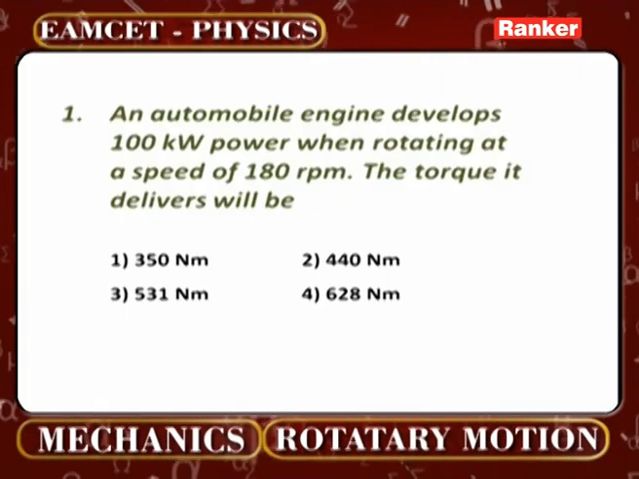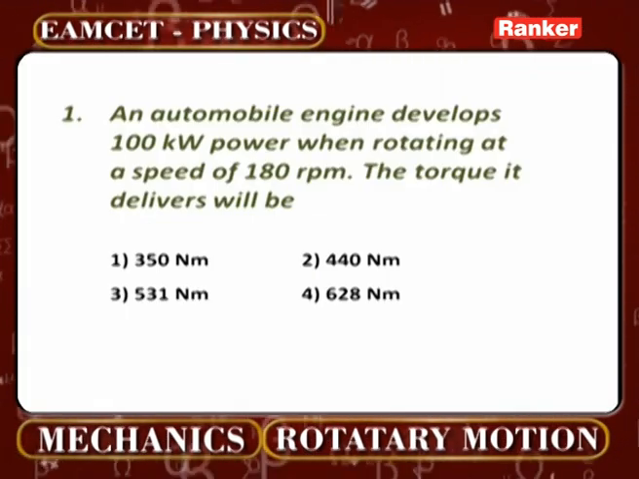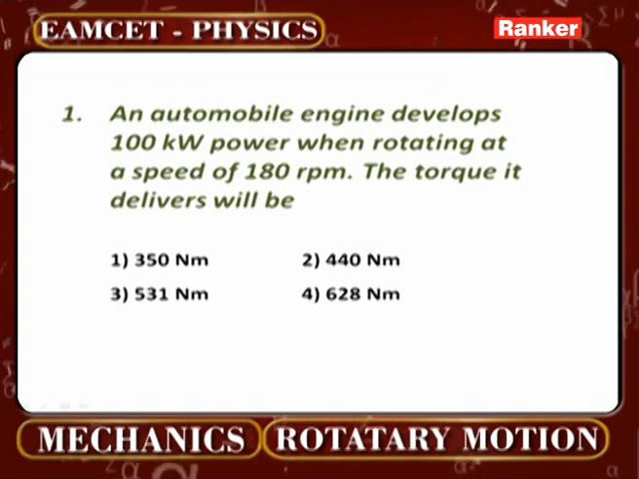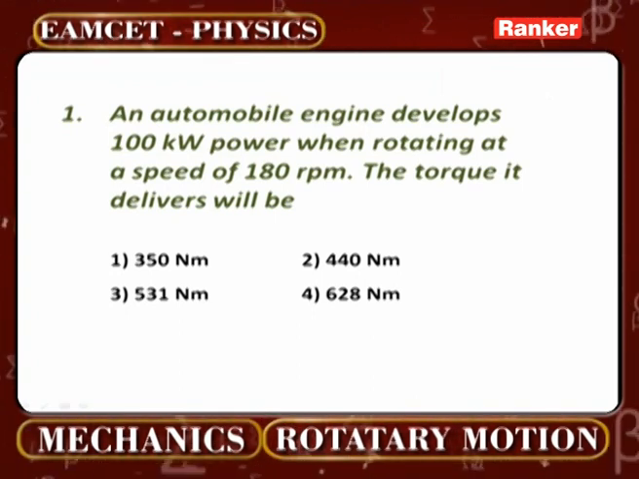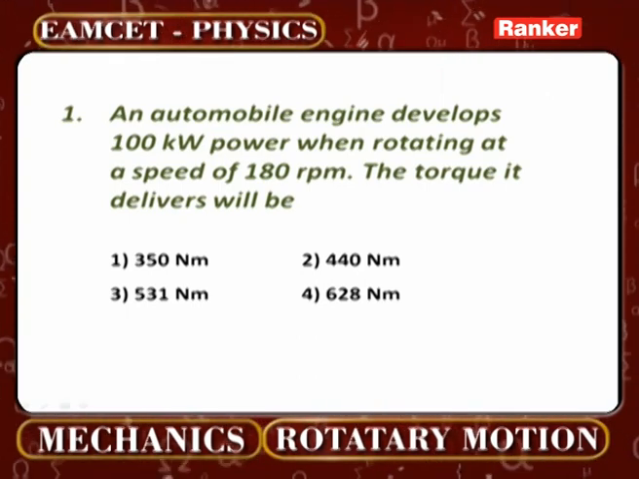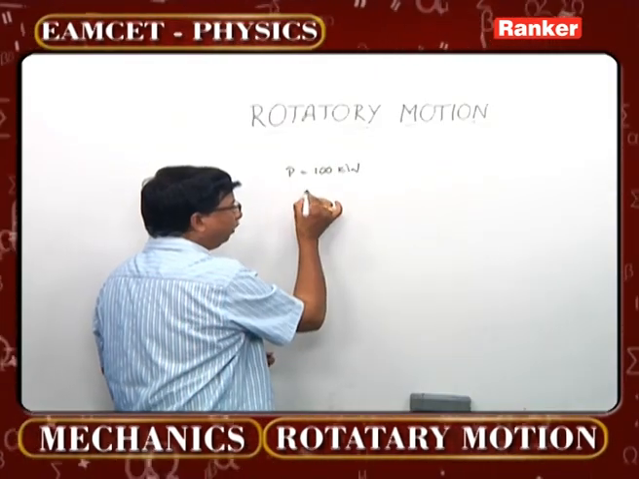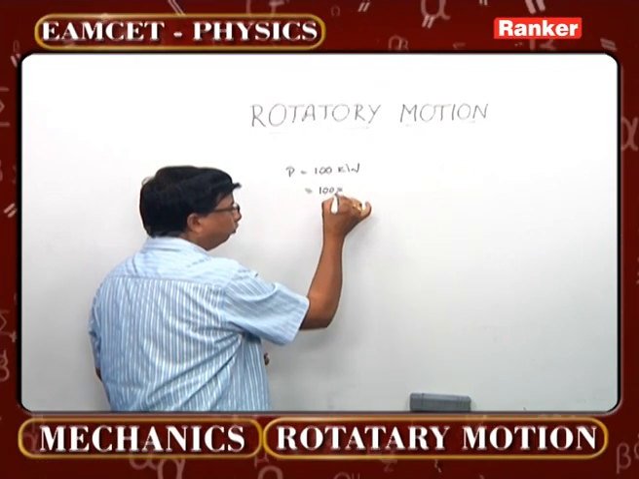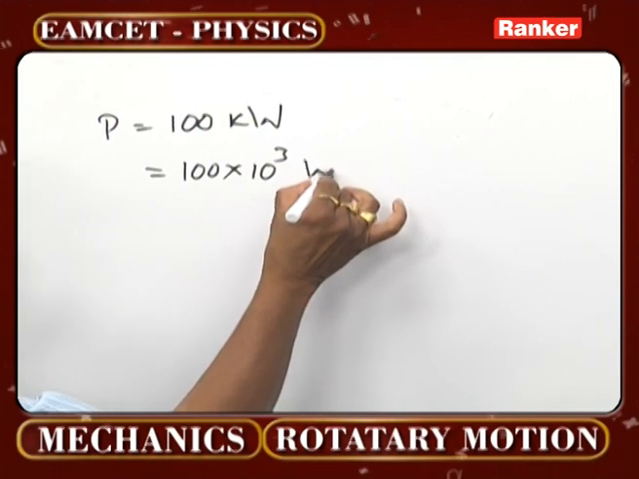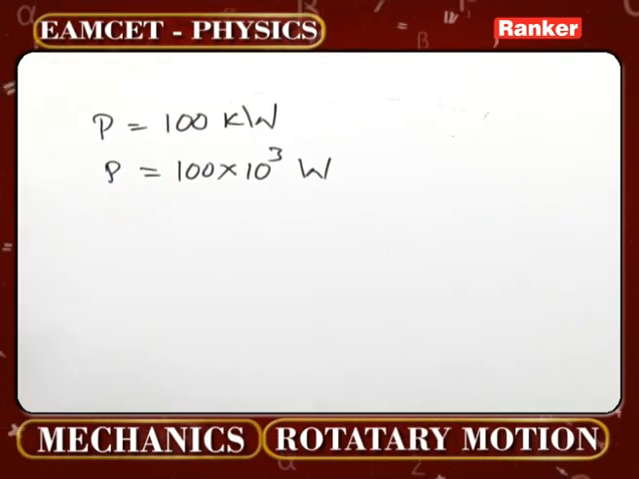An automobile engine develops 100 kilowatt power when rotating at a speed of 180 rpm. The torque it delivers will be how much? That is the general concept. In fact, power is given as 100 kilowatt. Kilo means 10 cube. Therefore, I can write 100 into 10 cube watt. That is going to be the power.